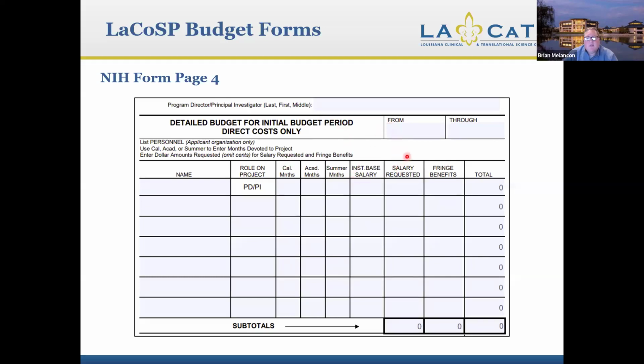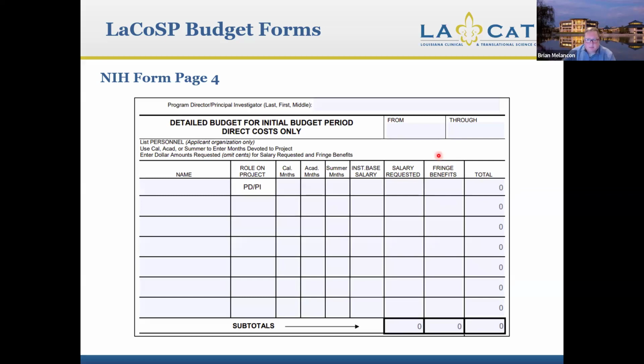$100,000. And of course, these fringe benefits, that is a rate. It could be a flat rate. It could be a percentage of the salary requested. These are all things that are set by the organization, whether it be the academic or the community partner. So if you don't know that rate, by all means, reach out, talk to your sponsored projects, your contracts, your business office. They should be able to provide you with that particular benefit rate.